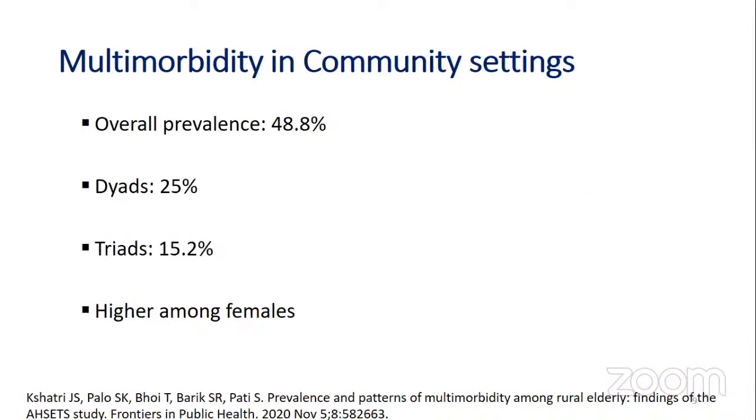Then next we talk about multimorbidity in community settings. One of the recent studies, published in 2020 by JS Shatri in Odisha, identified that the overall prevalence of multimorbidity in the community was 48.8%, and it was higher among females. So they also identified dyads and triads. Dyads are where the patient has only two conditions, whereas triads are where the patient has three conditions.